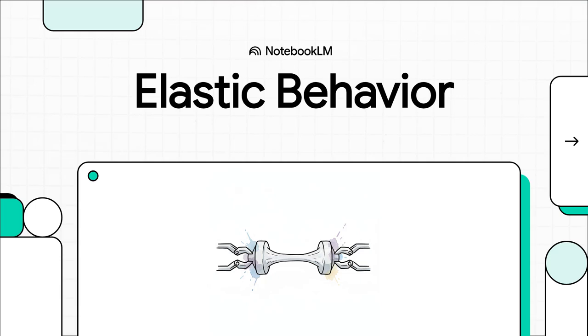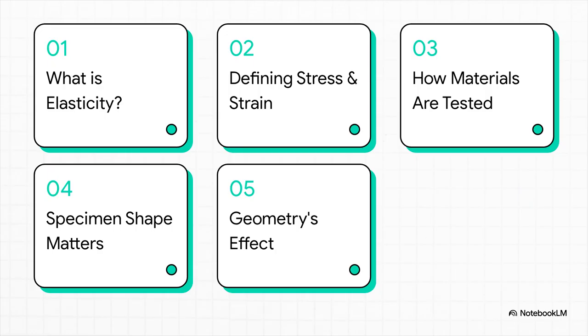You ever wonder why a rubber band snaps right back, but when you bend a paperclip, it just stays bent? It seems simple, but it's all about elasticity. And today, we're going to get right into the science of why things stretch, why they deform, and how they find their way back.